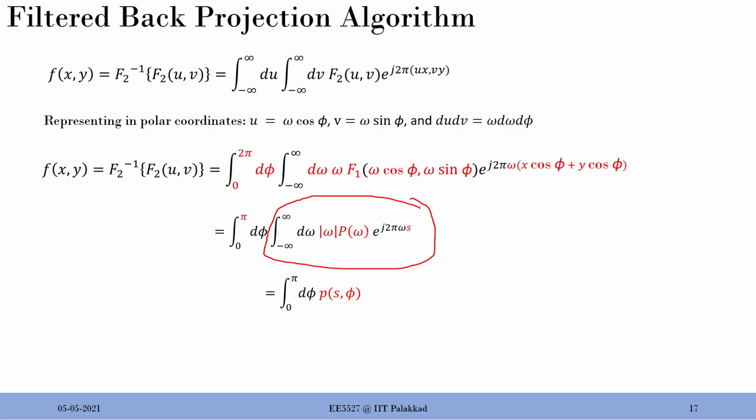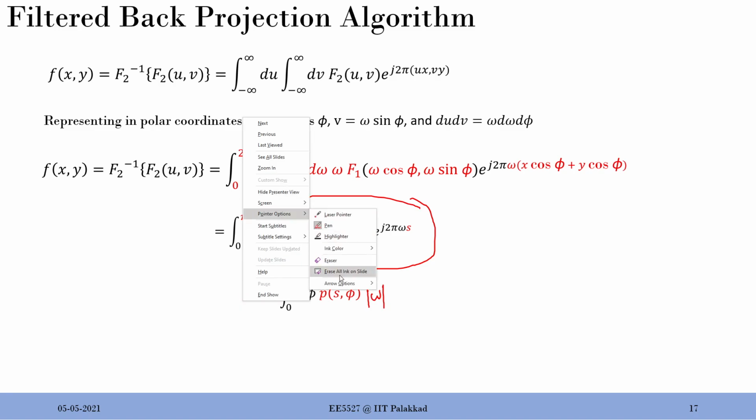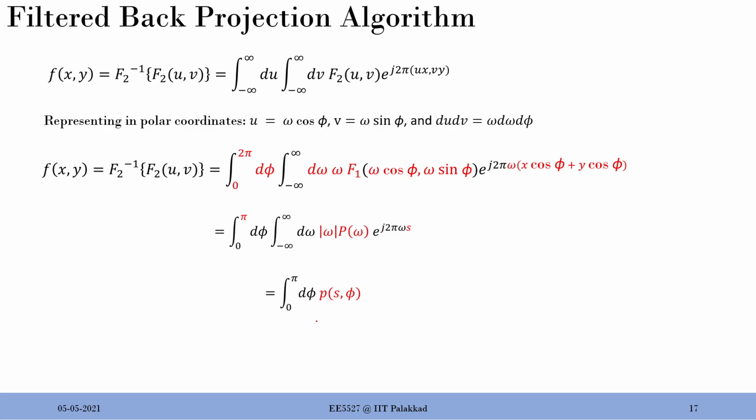So p of omega is the Fourier transform of p of s comma phi, and when you do this you get something like an inverse Fourier transform with a small addition, which is omega here. That's the only small addition there. I think that is missing here, so let me put that. So this omega is inherently inside there. So this is the final thing.